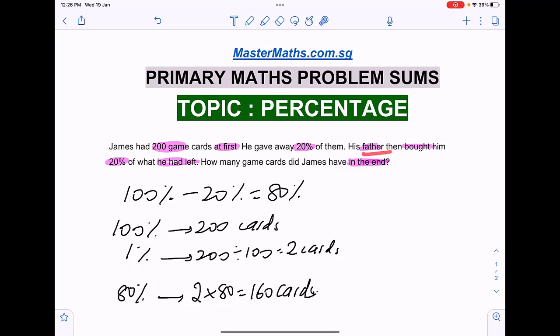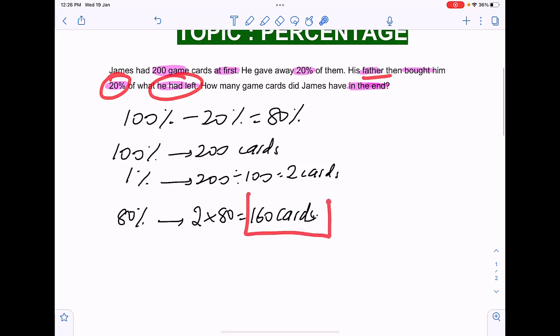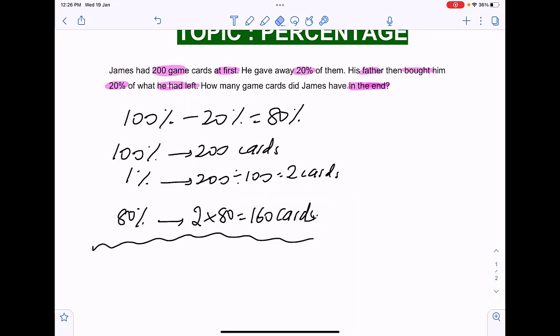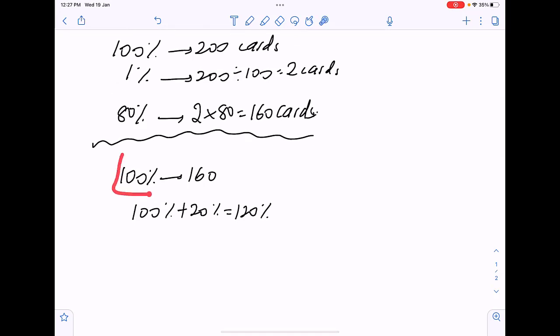And his father then bought him 20% of what he had left. So this is what he had left after giving away some cards. This will now become our new 100%. So the new 100% will be whatever he has left. And the father added 20% for him. So the percentage that he will have in the end will be 100% plus 20%, that will be 120%. So from this 100%, we need to jump to 120%.